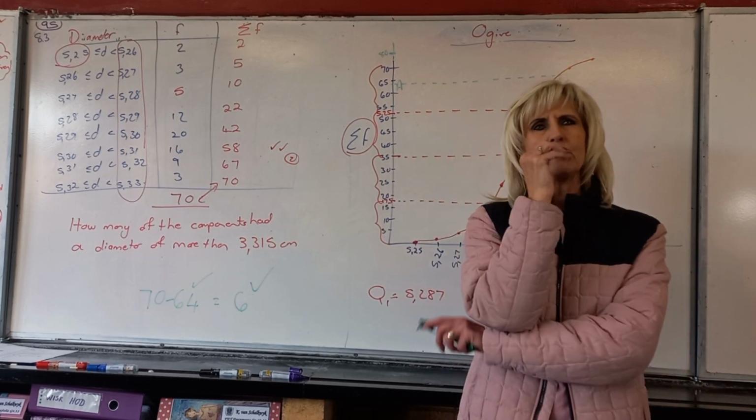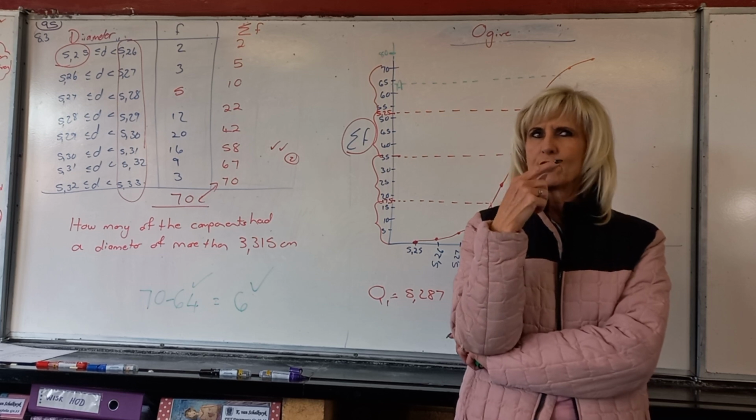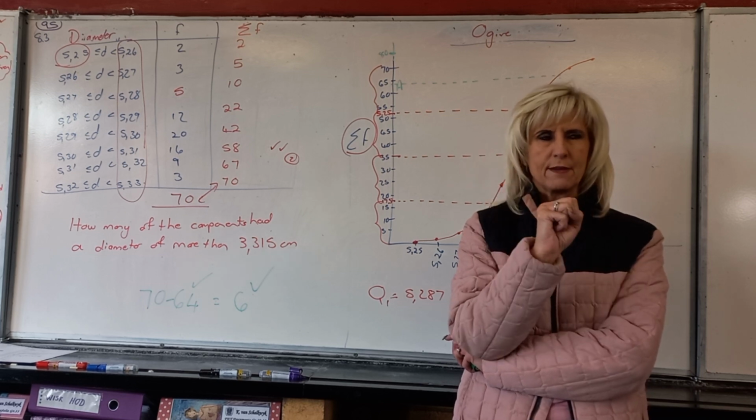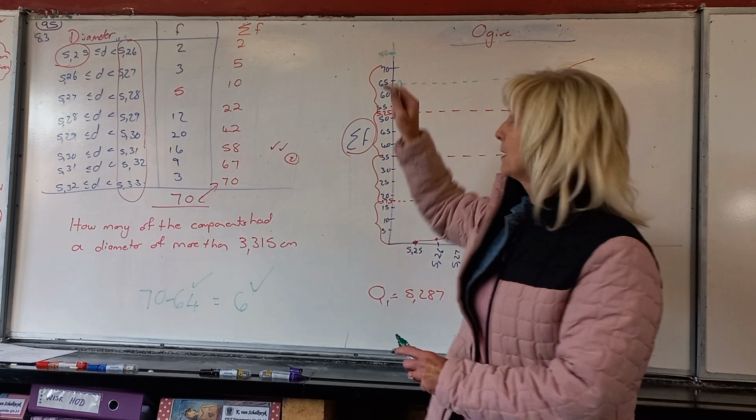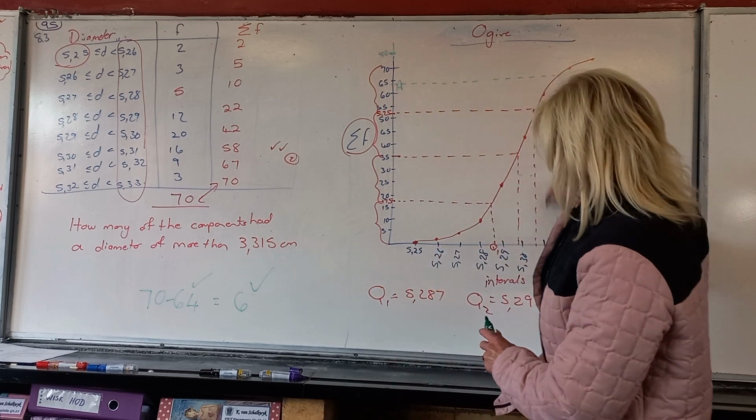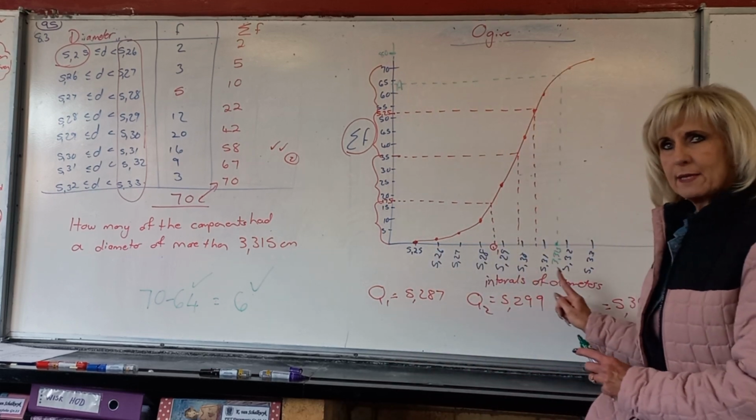Could I have asked 11%? So you'll have to work out how much is 11% of 70, find out that number, which you subtract, and then you read it off here to see what the diameter then must be.